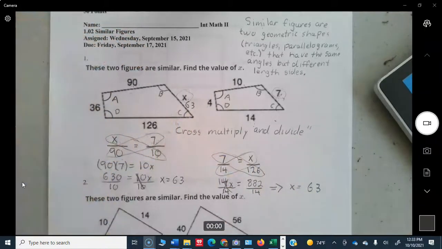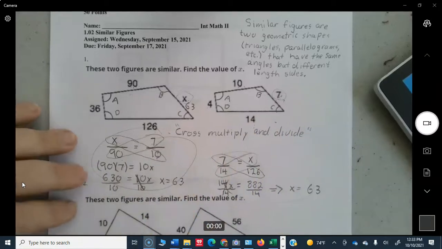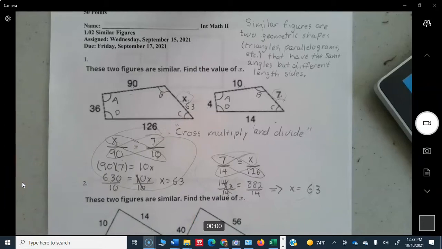So same number. It didn't matter which side you used, you just had to use related sides. You didn't have to do this twice. This was enough. Just showing you that you could have used a different side and come up with the same answer. So cross multiply and divide. Okay, let's keep going.